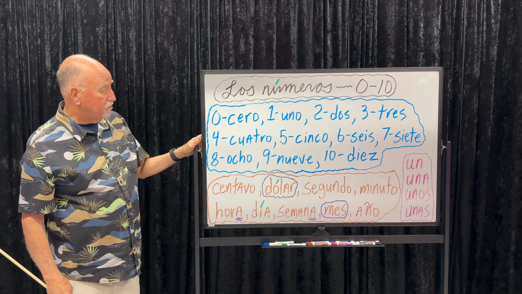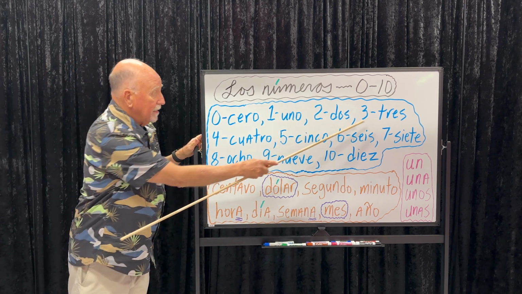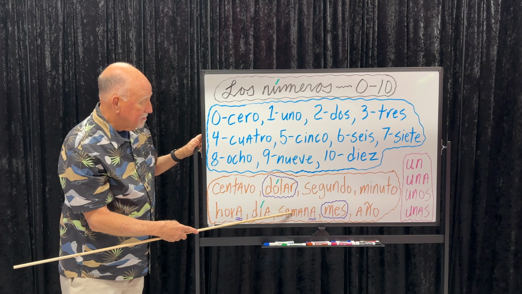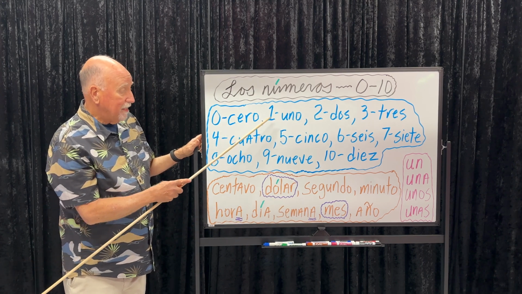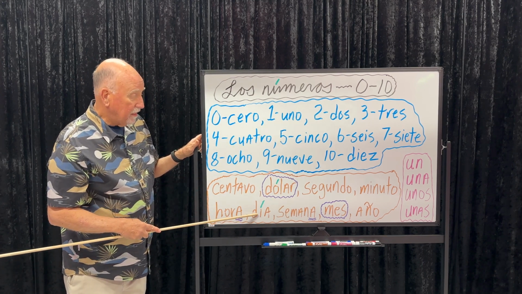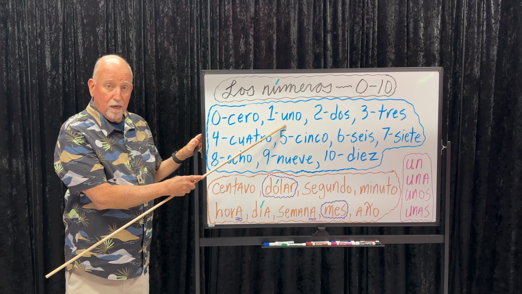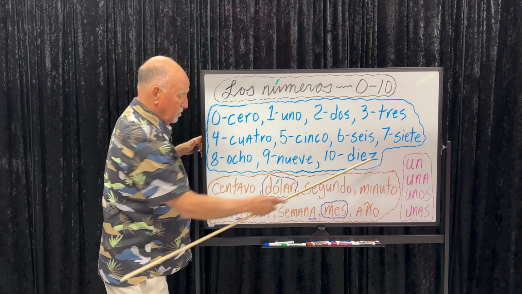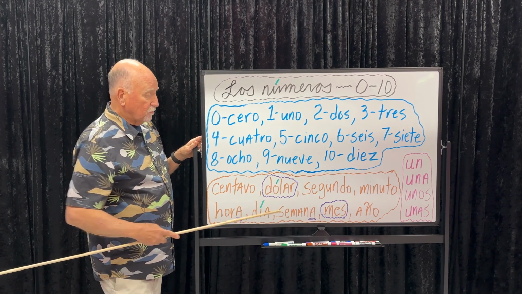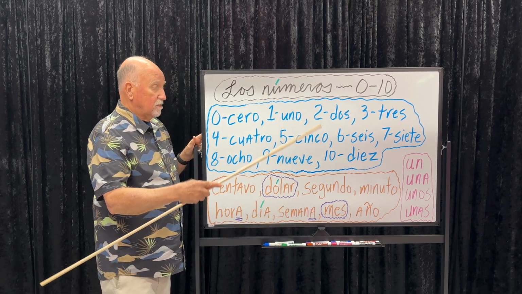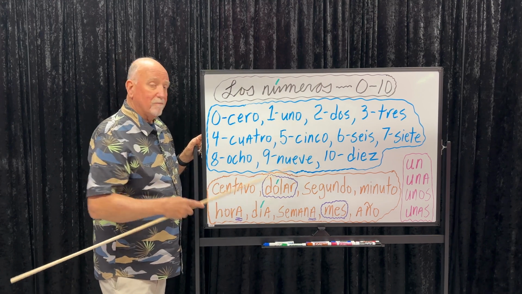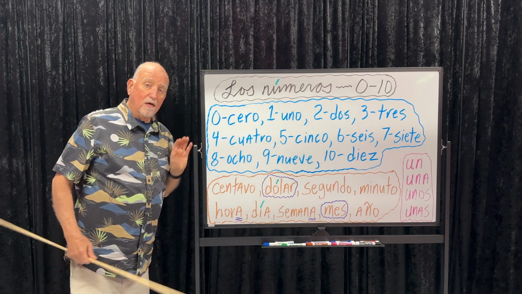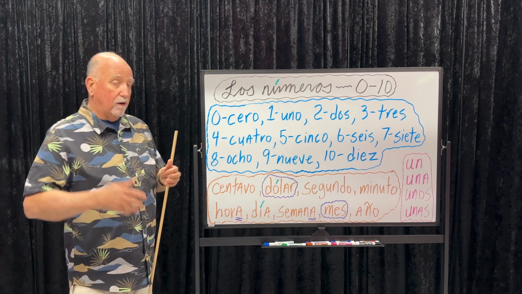If you want to say in 3 weeks, en tres semanas. In 1 day. And we can't say uno in front of día. The number uno is 1, but if you want to say 1 in front of a masculine noun, you have to say un. So en un día. So we're learning a lot to go along with our main lesson, which are numbers. Numbers 1 to 10.